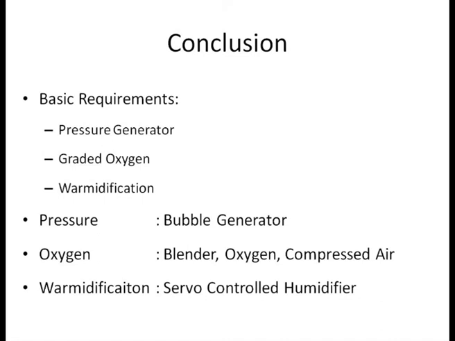So to conclude, the basic requirements for applying CPAP to a newborn would include a pressure generator, graded oxygen measured as fractional inspired oxygen concentration, and humidification, meaning warmth and temperature of gases which are going to be delivered to the patient. For generating the pressure, we need a bubble device. For giving graded oxygen, we would need a blender, we would need an oxygen source, and we would need a compressed air source. And for providing humidification, we need a servo control humidifier with inline heating in the inspiratory limb.